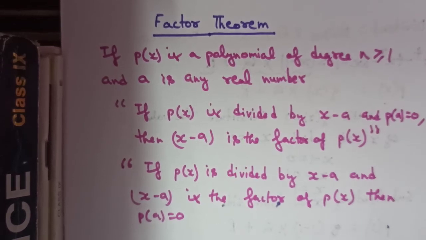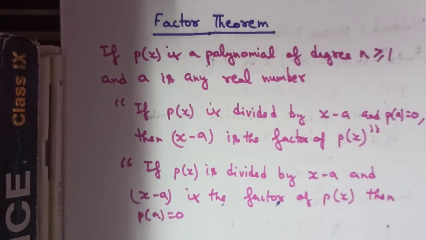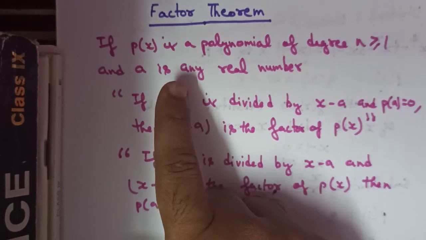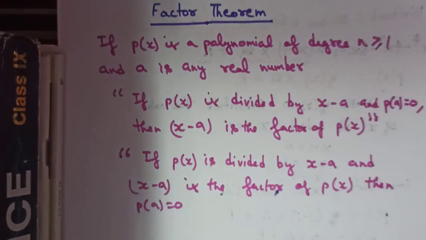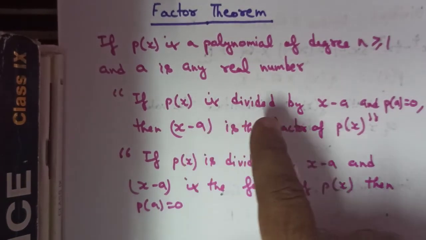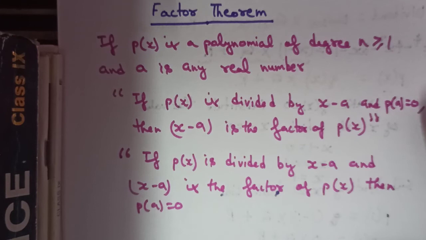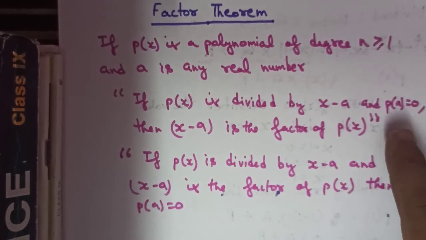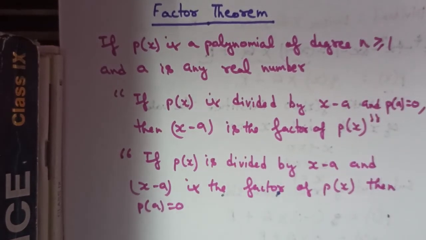The factor theorem states that if a polynomial px of degree equal to or greater than 1 is divided by x minus a, the same as we took in the remainder theorem, where a is any real number, and the value of pa, that is the value of the polynomial px at x equals a, is equal to 0, then we say that x minus a is a factor of the given polynomial.